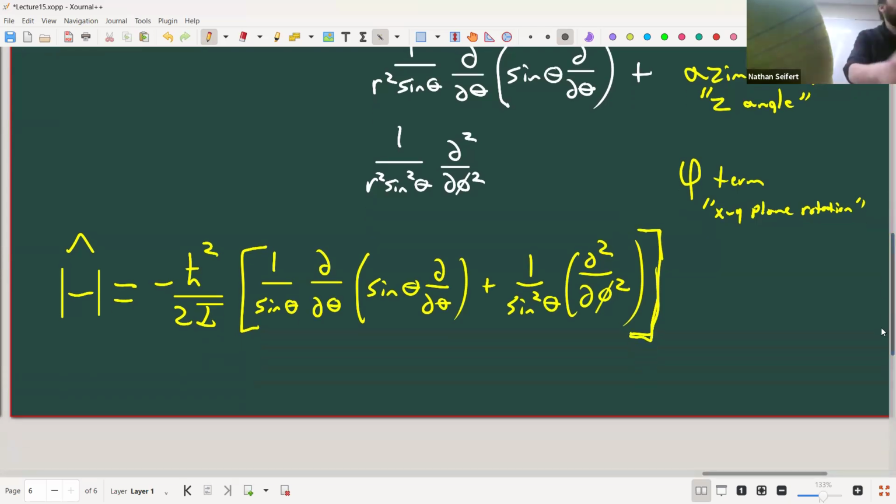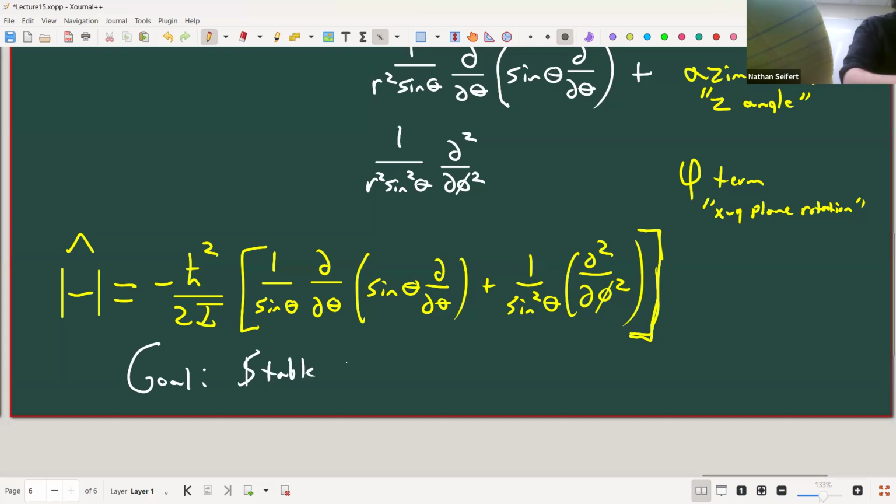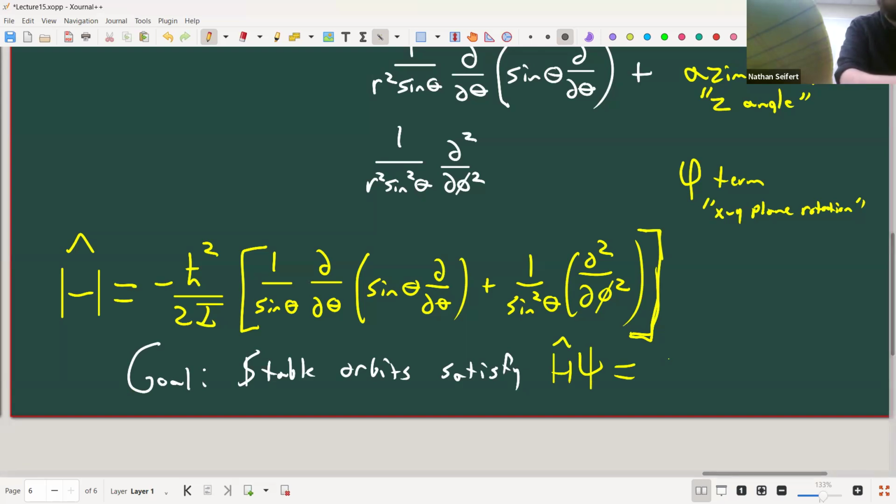So my goal here is to find stable solutions, stable orbits, that satisfy this Hamiltonian psi equals some energy times psi, where this is the energy of rotation of the orbit. So these stable orbits that we're looking for are these wave functions. These are our stable orbits.